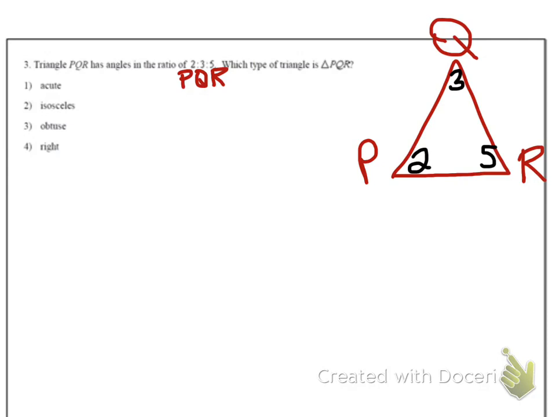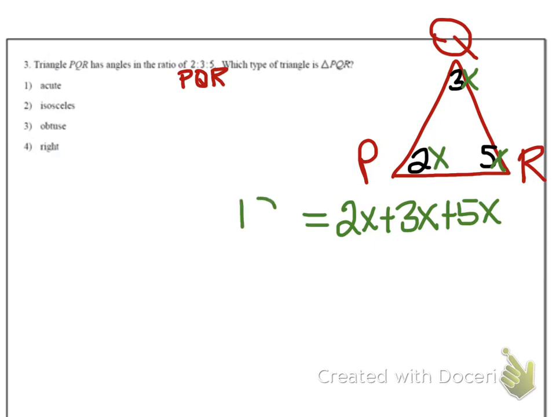Okay. It does not make sense for it to be 2 degrees, 3 degrees, and 5 degrees because that doesn't equal 180. Just like when we did ratios back with our angles, remember you have to put an x with each one of these. So this is 2x, 3x, and 5x. Then you have to use the fact that those 3 angles inside your triangle have to equal 180 degrees.